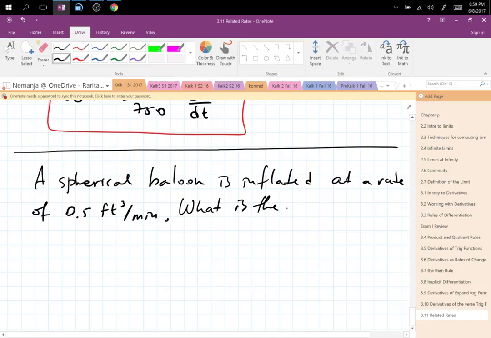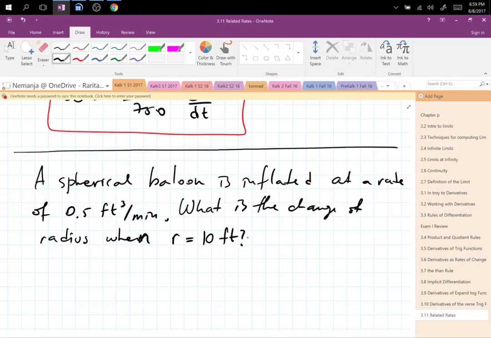What is the change of radius when radius is 10 feet? Just realized it. Oh, I read from two different problems. This 0.5 should be 15, and that's it.